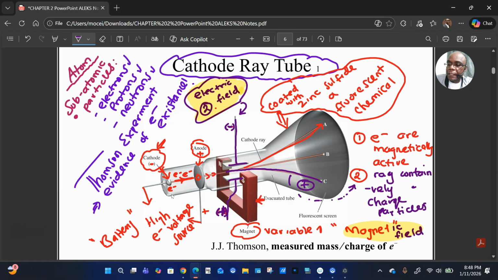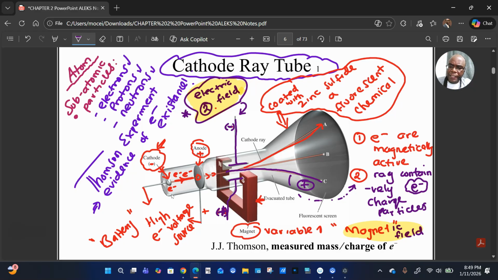So those negatively charged particles are then concluded to be called electrons, because electrons are negatively charged. We know that now. You see the ray deflected towards the positive side. Opposite charges attract. So the electric field, variable 2, adjustment 2 of the experiment, showed that the ray went towards the positive side of the electric field. So these particles generated from the cathode ray tube are negatively charged, and they are electrons.